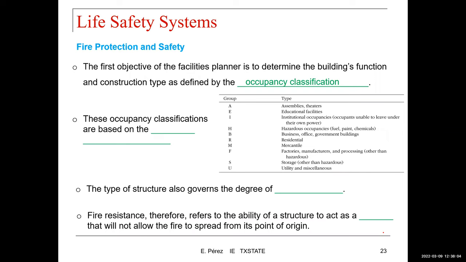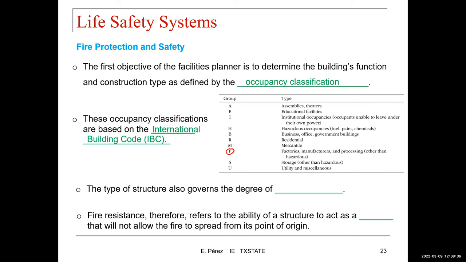So here we have this table. There are different groups, and depending on the type of facility, you select the group that is most appropriate for the type of facility that you're designing. In our case, if you're looking at factories, manufacturing, and processing, that will be group B. These are building occupancy classifications based on the International Building Code, or IBC.